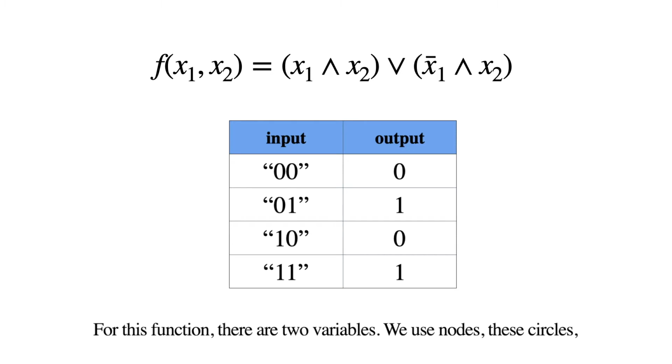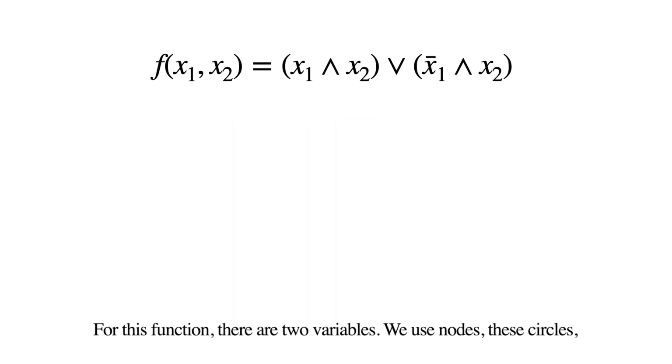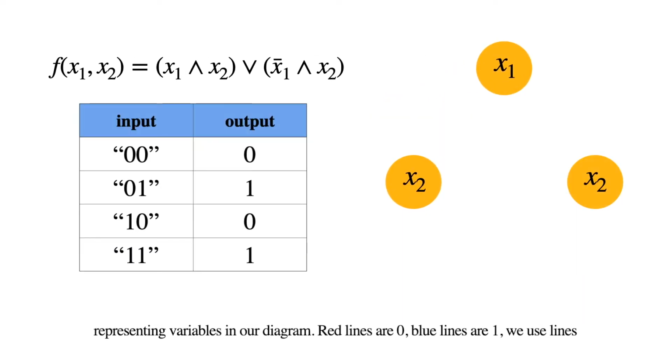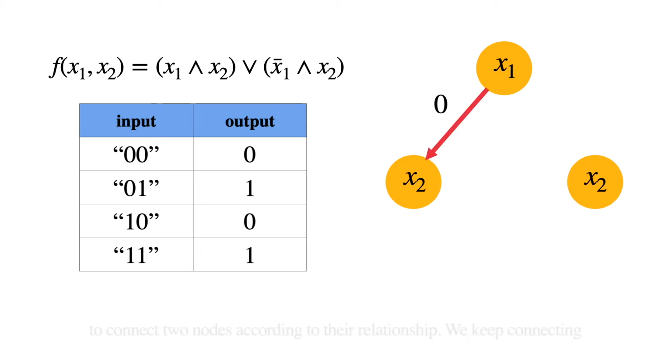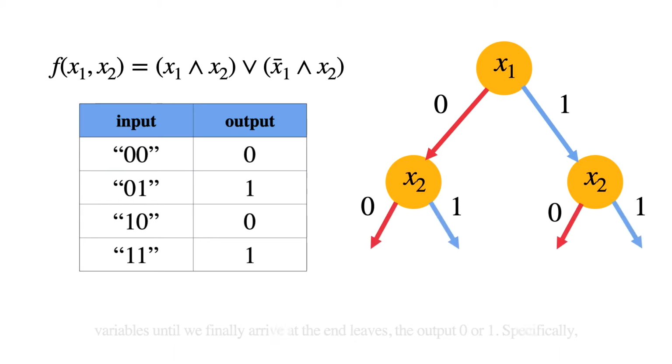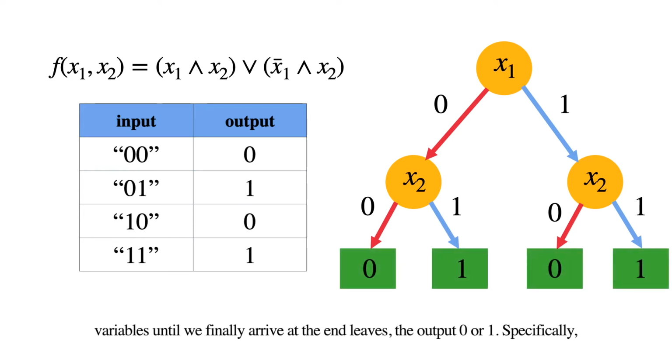For this function, there are two variables. We use nodes, these circles, to represent variables in our diagrams. Red lines are 0, blue lines are 1. We use lines to connect two nodes according to their relationship. We keep connecting variables until we finally arrive at the end leaves, the output 0 or 1.